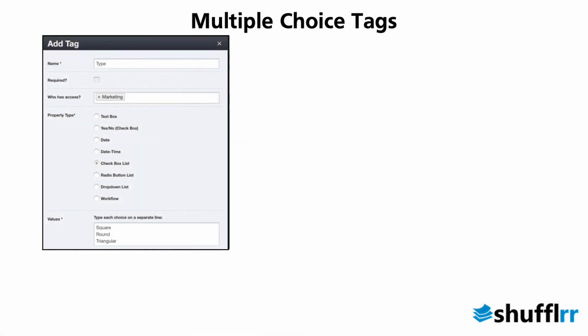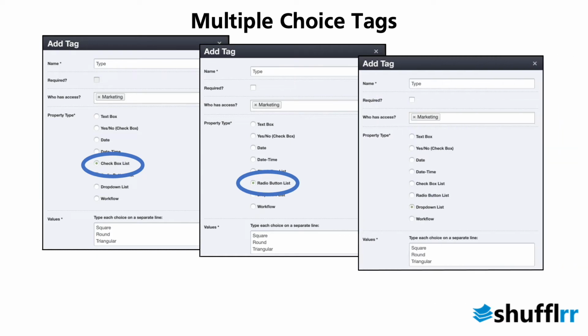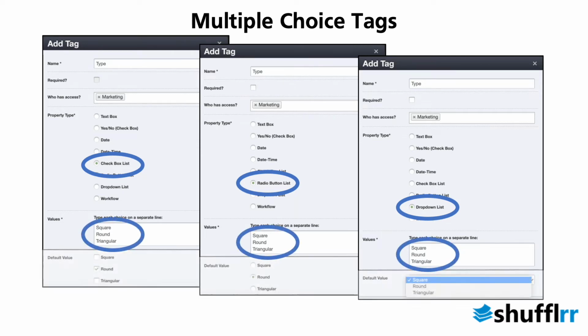The next three tag types are all multiple choice tags. Checkbox lists, radio button lists, and drop-down lists all give the user certain predefined options to choose. In each case, you will need to enter the options on separate lines in the values box. Then you'll get the chance to select the default value below that.